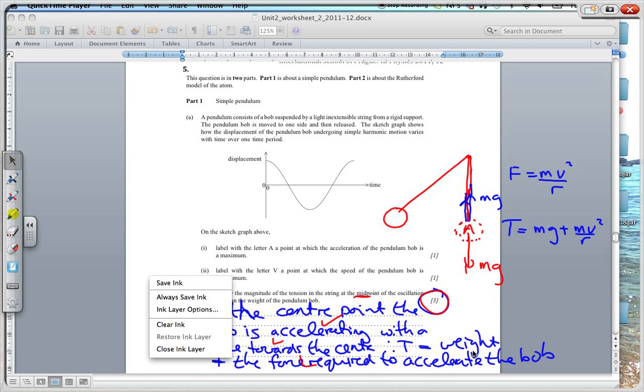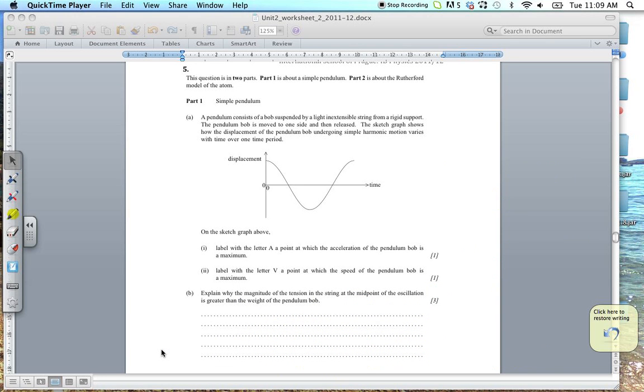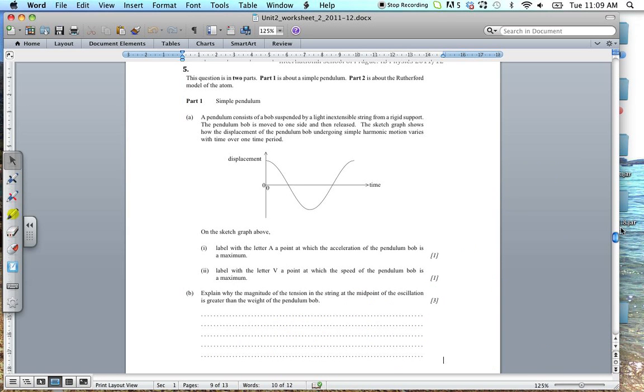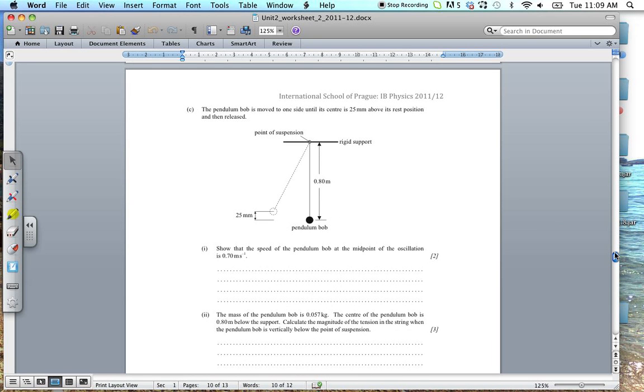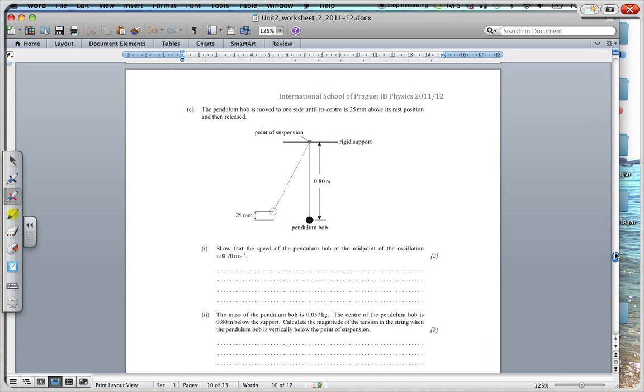Okay, now I think we've got enough time. Let's just continue going over the page to the next part of the question. It says the pendulum bob is moved to one side until its center is 25 millimeters above the rest position. Now be careful with this millimeters. That's going to be 0.025 meters. Straight away change that because here we've got this in meters over here.